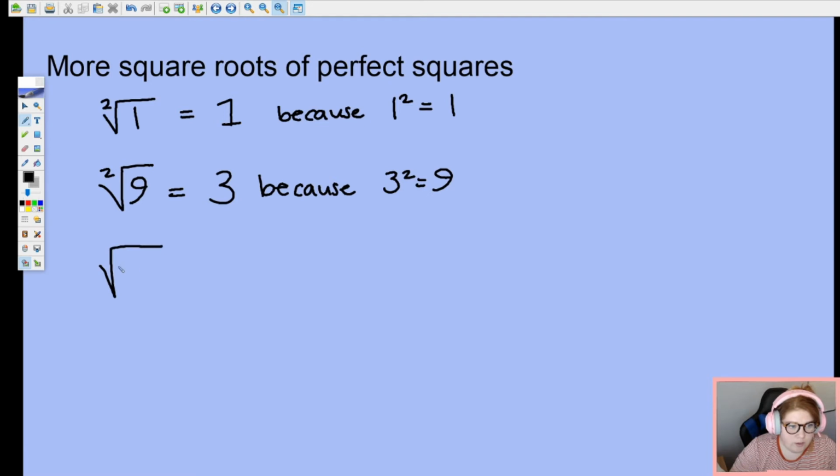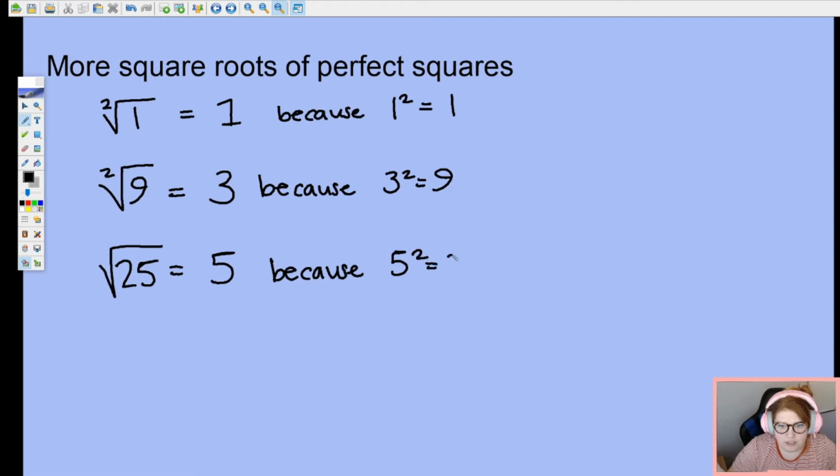The square root of 25 is 5 because 5 squared is 25. So notice these numbers are coming from that list that we did for our assignment the other day. To figure out the root, I am taking the square root of 25. I look at this idea of what number did I multiply by itself to get 25.